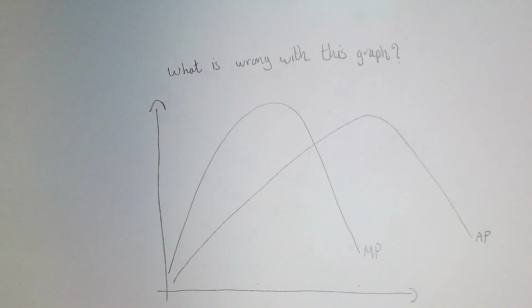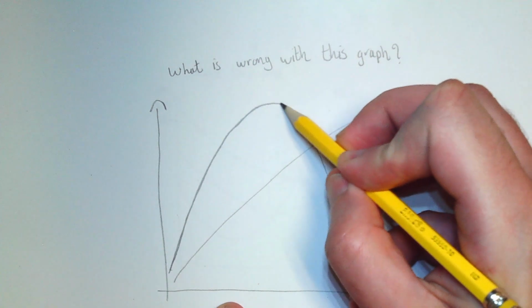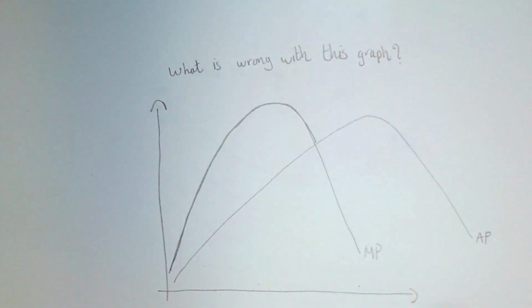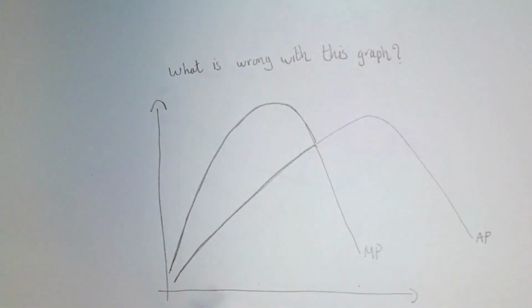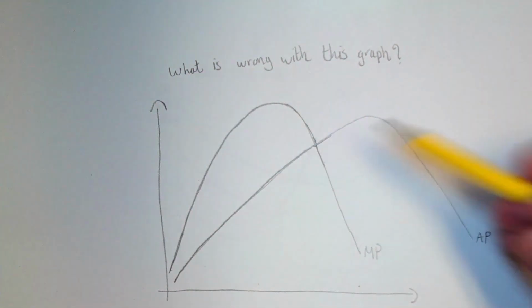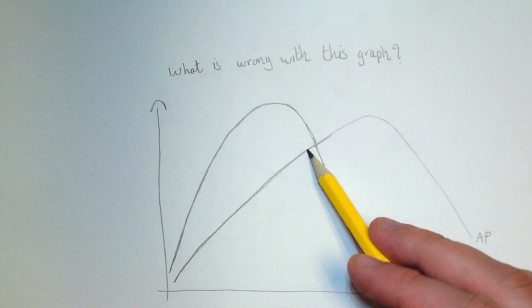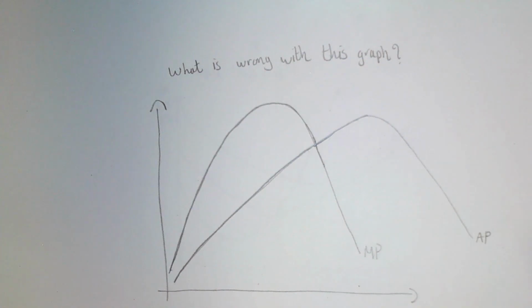Okay, the answer here is pretty straightforward. This was, by the way, a midterm exam question or a final exam question in the past. Okay, the idea here is that whenever the marginal is above the average, the average should be going up, which is correct here. But whenever the marginal is below the average, the average should be going down. Here, the marginal is below the average, but the average is still going up. So this graph is clearly wrong. This would never happen in the real world.